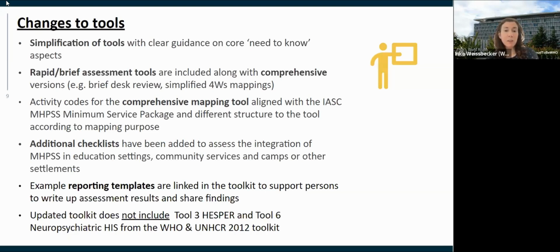I also want to note that the updated toolkit does not include the HESPR. I don't know how many of you know about the HESPR, but that's basically asking about all the different needs that people may have, water, nutrition, general health, and so on. That's not because the HESPR is not useful. It is actually still available in the toolkit, in the table where it's linked as a cross-sectoral tool, because the HESPR has its own guidance. However, we do not have the neuropsychiatric HIS from the old WHO UNHCR toolkit because we now have updated HIS categories which are linked in there as well.